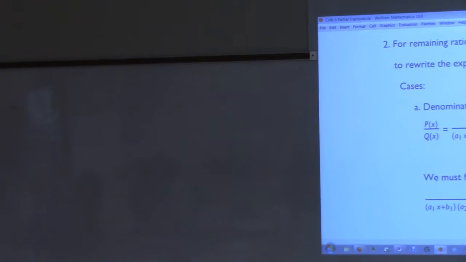So here are the different cases. Let's say we have a denominator, and here's our numerator, some polynomial, who cares. Our denominator has n distinct linear factors. These are all linear, ax plus b. So n distinct linear factors.